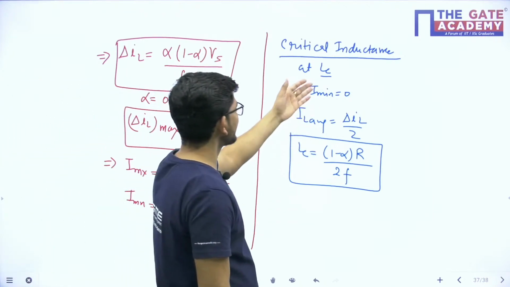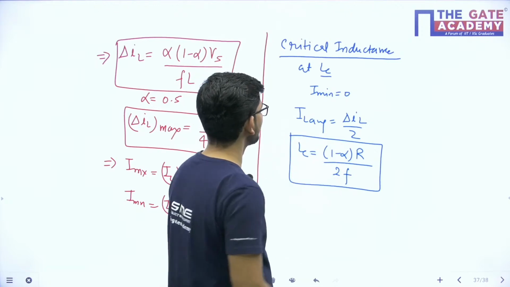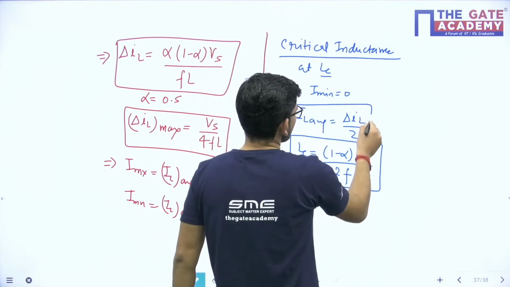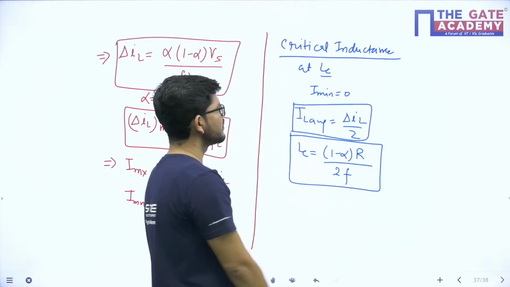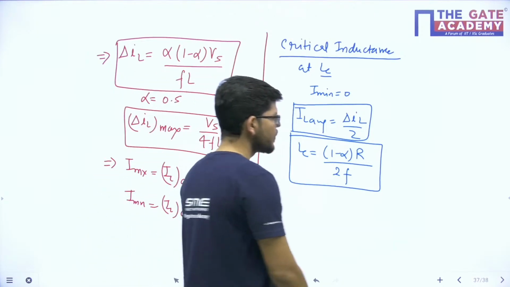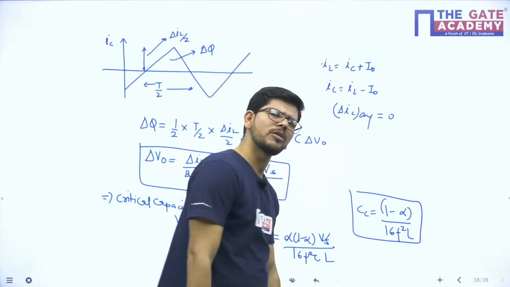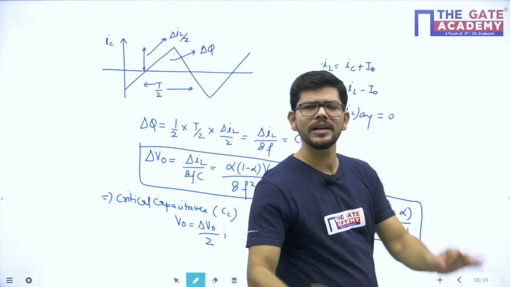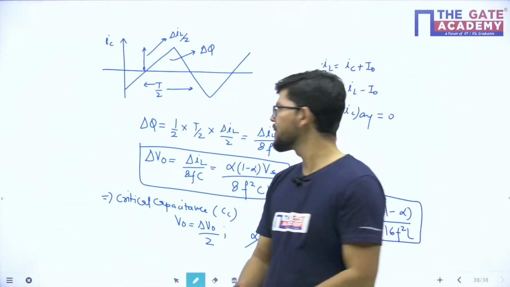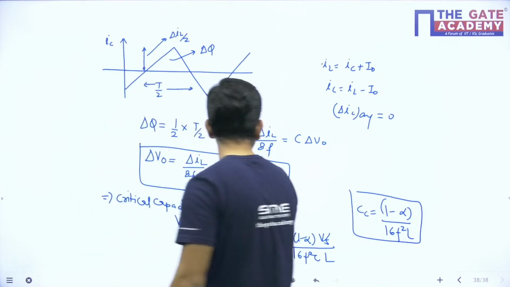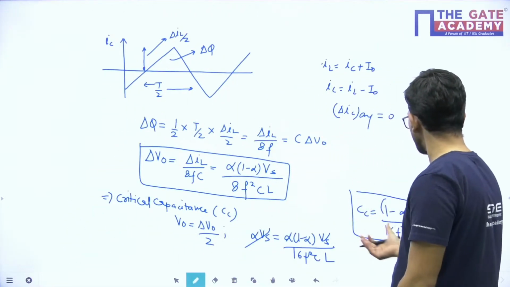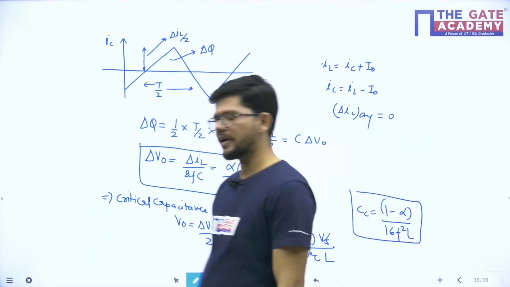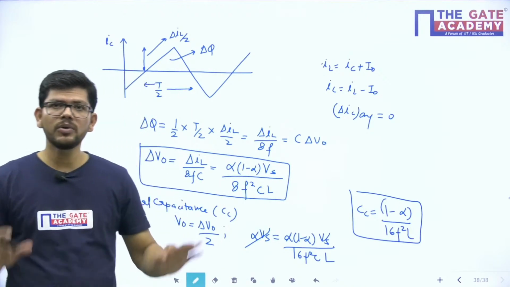Similarly, critical inductance is calculated by this particular trick, and you will get the critical inductance here. Suppose you forget some formula, it is quite easy to derive in the case of buck converter if you just remember the circuit, okay. Now how do you calculate critical capacitance? This is how you will calculate the critical capacitance. So this is all about the buck converter.